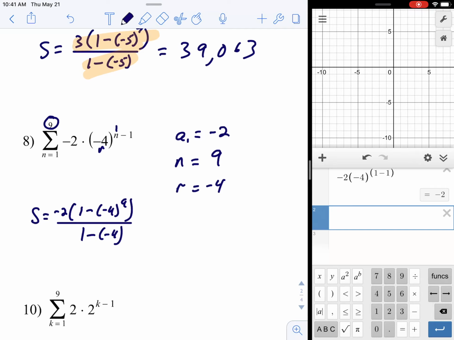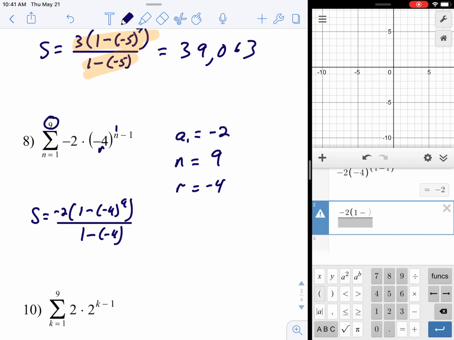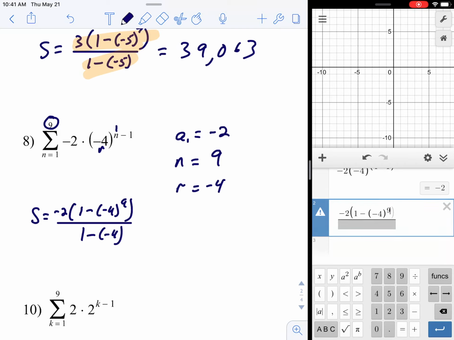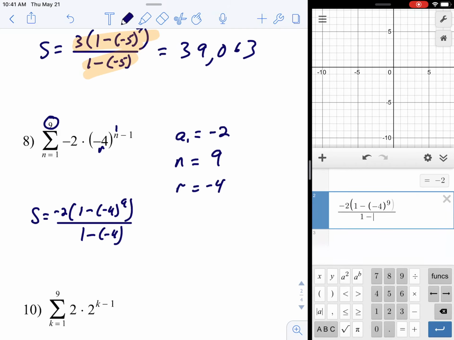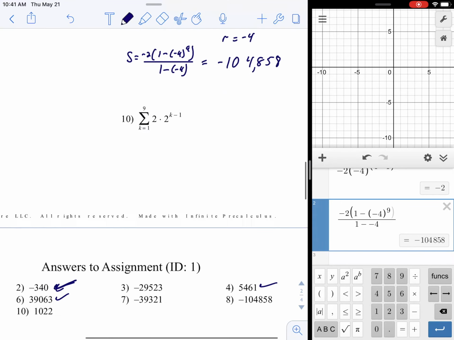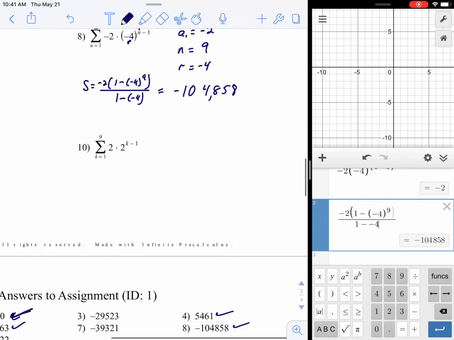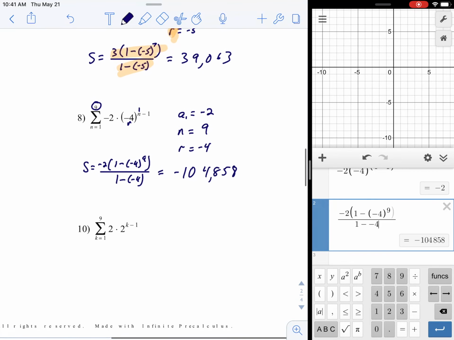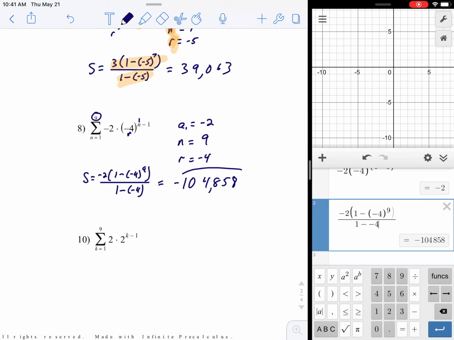All right, let's see what happens. I'll do my fraction bar first. -2 parenthesis 1 minus another parenthesis, -4, close that parenthesis and raise this to the 9th power. And then on the bottom it's 1 minus -4. -104,858. Ooh, that's a huge negative number, but it is correct. If you were to try to work this out by hand, it would take forever, but the formula gives us a quick, easy answer. Again, I think the biggest challenge is, do you know how to get these numbers out of that formula?